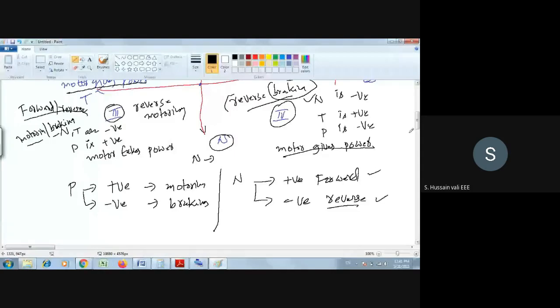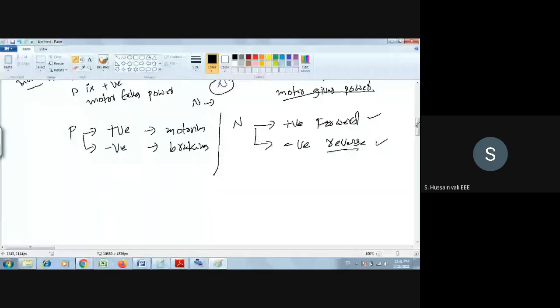Once you understand this, what we are going to do now, as we are discussing in today's class, is chopper control one.